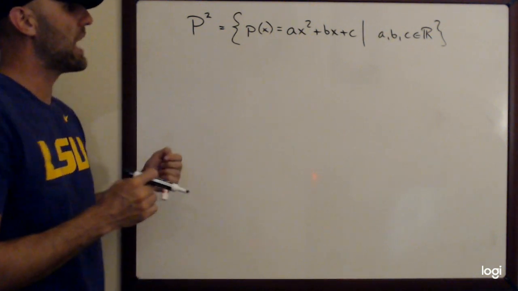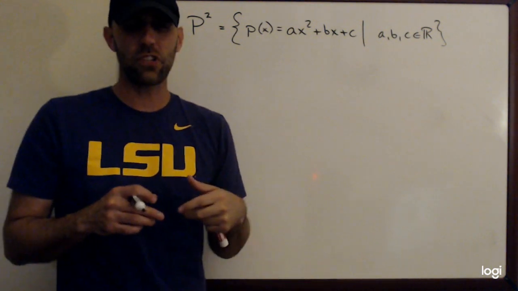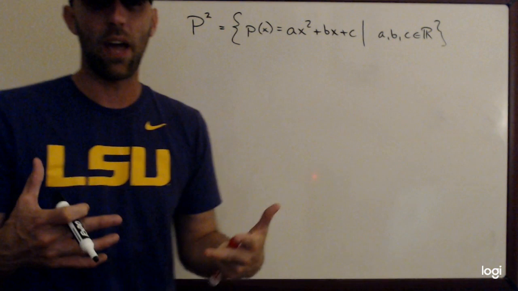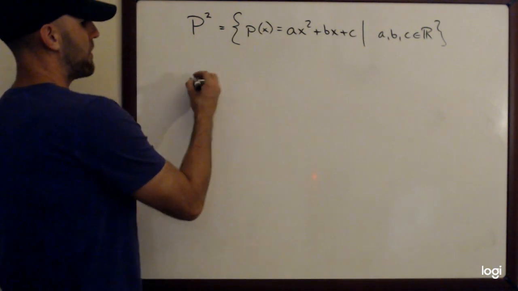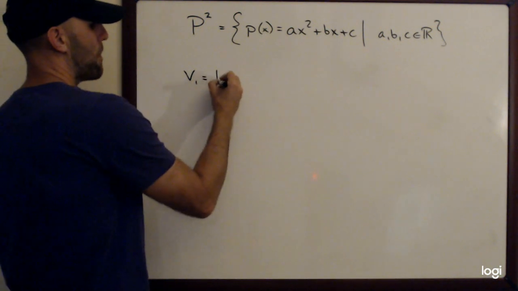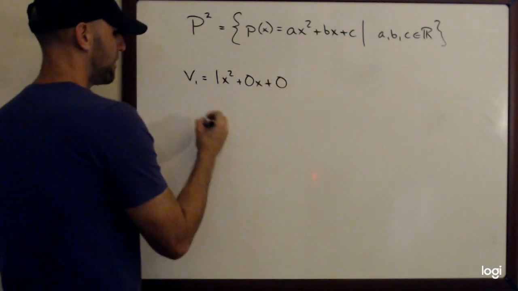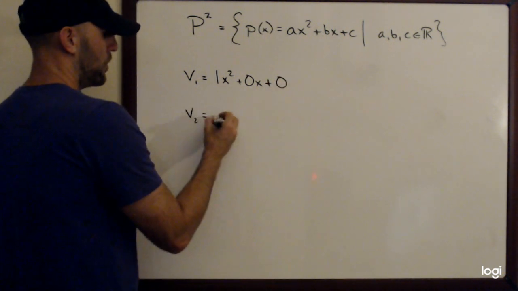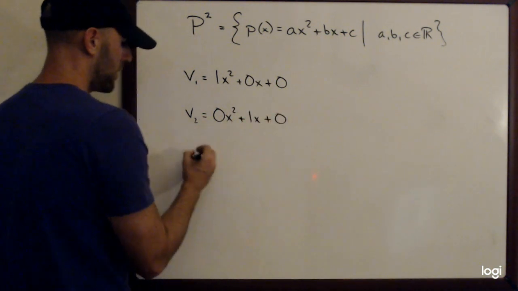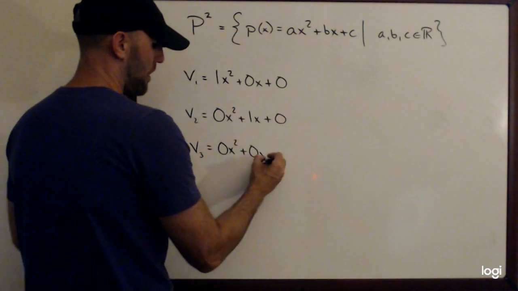What if I just look at my independent choices, a, b, and c. What if I just let one of them be 1 and the rest of them be 0, and I alternate that? So what if I make my three vectors? V1, let's make that 1x squared plus 0x plus 0. Let's make V2 0x squared plus 1x plus 0. And let's make V3 0x squared plus 0x plus 1.